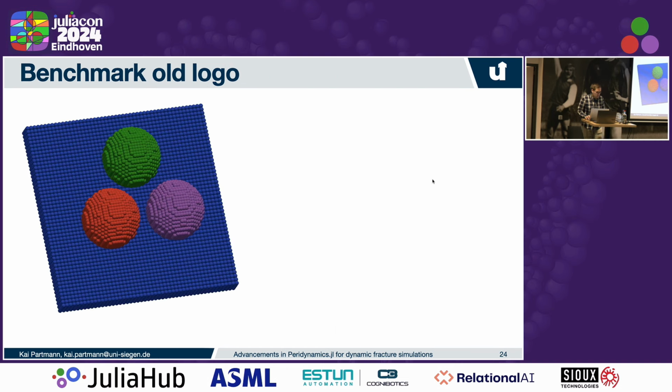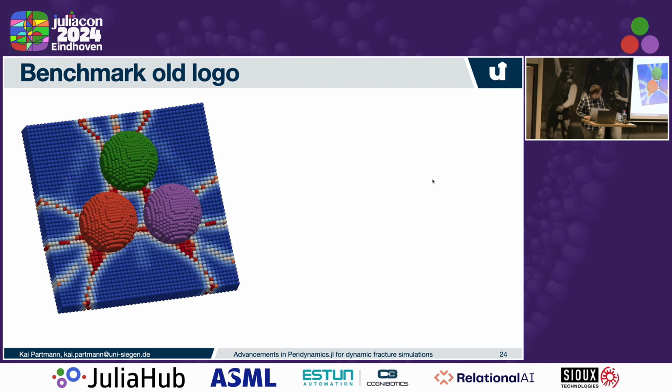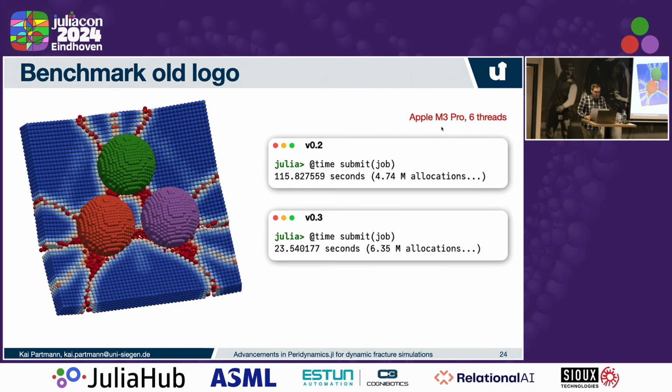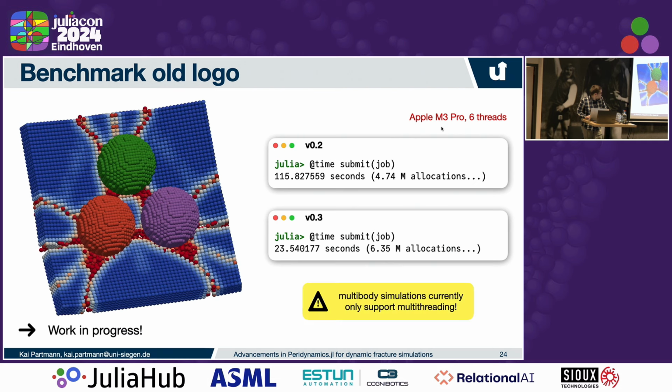So if we look at the benchmark, the old Peridynamics logo, this took, in the previous version on my computer, around 115 seconds. And now it only takes around 23 seconds, just because of these internal changes and also the updated neighborhood search. But keep in mind, it's currently only available for multi-threading support, so it's work in progress to add MPI support for this in the future.